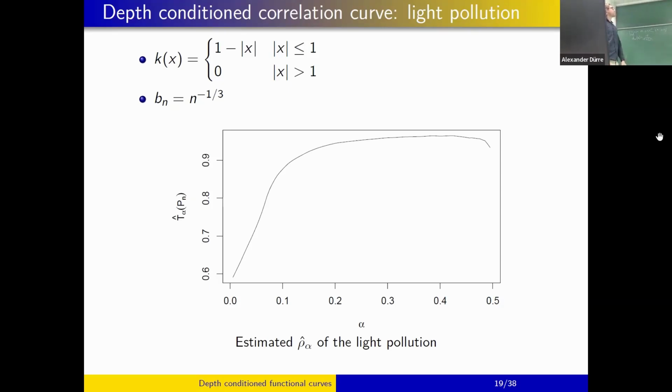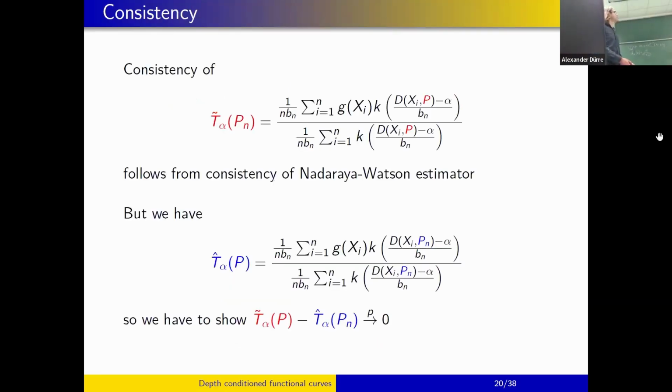And this is nice, but you can say maybe this is just randomness or measuring something which is not interesting. So we need some theoretical guarantees. And the first is consistency. So we want that if we have arbitrarily many observations, we converge against the right value. And luckily, there are already consistency results for the Nadaraya-Watson estimator. But the proof is also not extremely difficult.